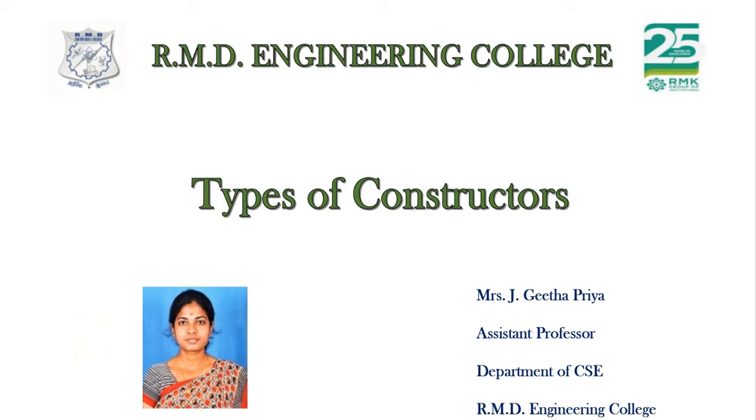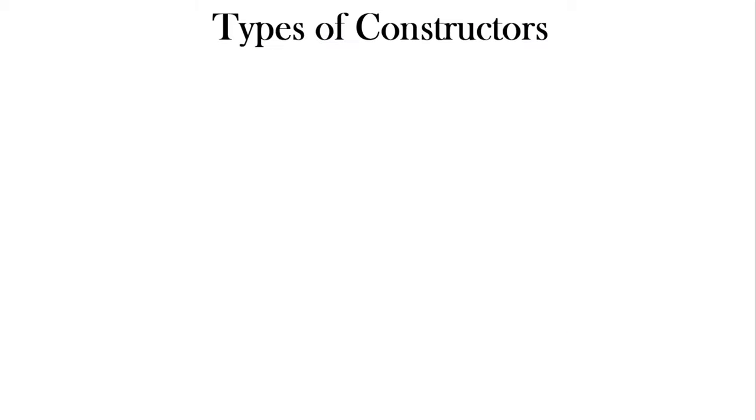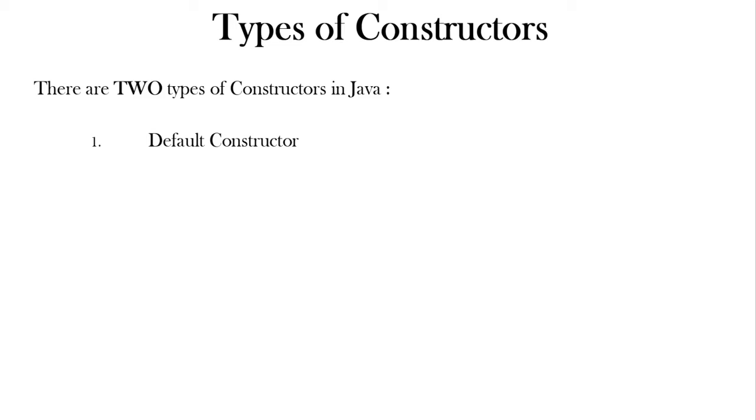Hello learners, in this video we'll discuss the types of constructors in Java. There are two types of constructors in Java based on the parameters. The first type is a default constructor and the second type is a parameterized constructor.